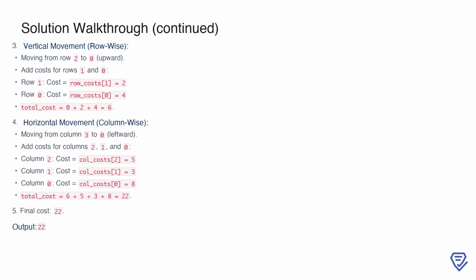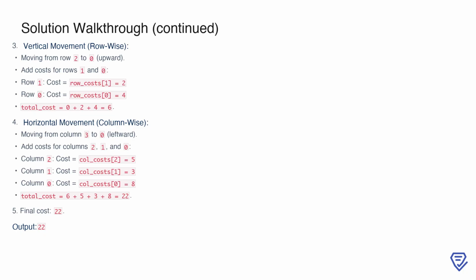For the vertical movement, the robot moves row-wise from row 2 to row 0. Here, the movement is upward, so we calculate the costs for rows 1 and 0. The cost for row 1 is row_costs[1], which is 2, and for row 0 it is row_costs[0], which is 4. Adding these values gives a total cost of 6.